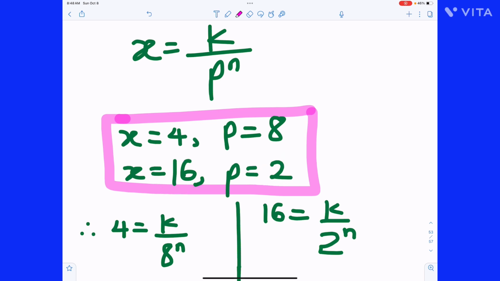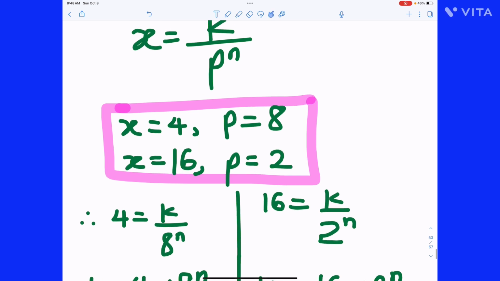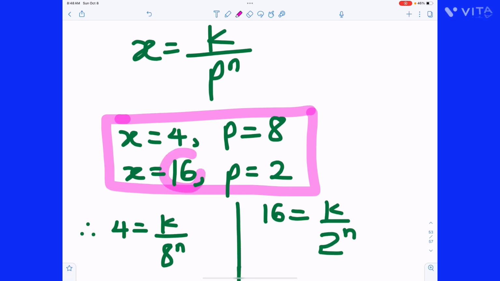So what do we do here? We use the first set of values. 4 is equal to K over 8 raised to power N, because we are told that X is 4 when P is 8. Then on the second side, we use this set to write an expression for the relationship between X and P. So X is 16 when P is 2. That means 16 is equal to K over 2 raised to power N.